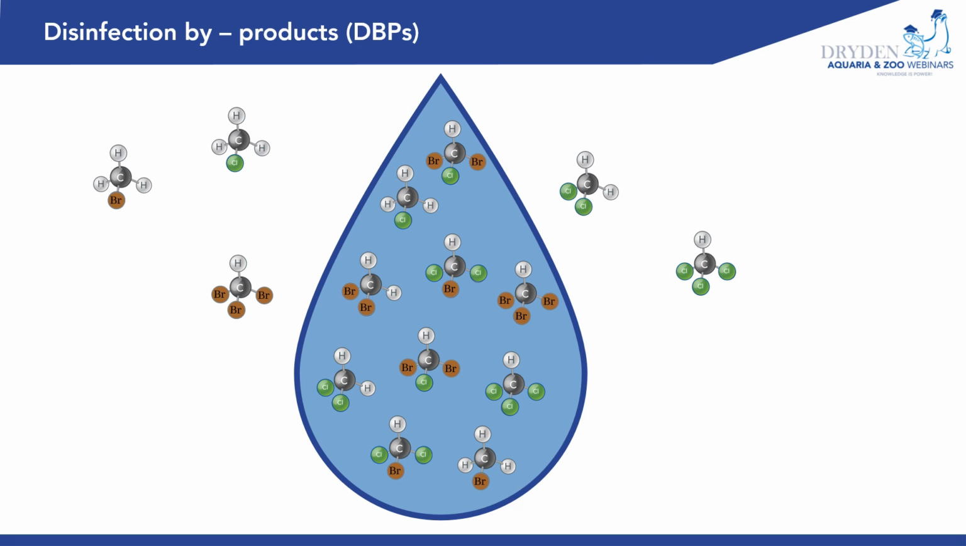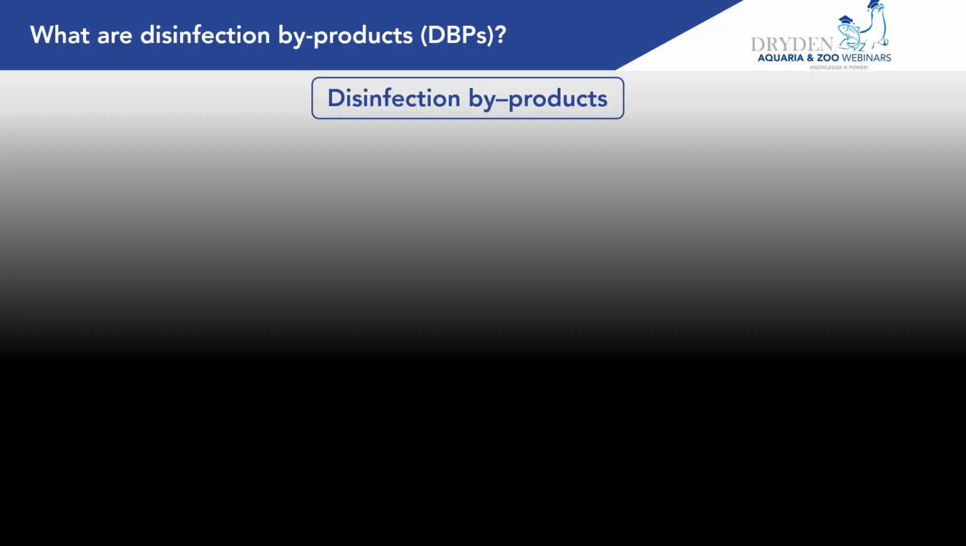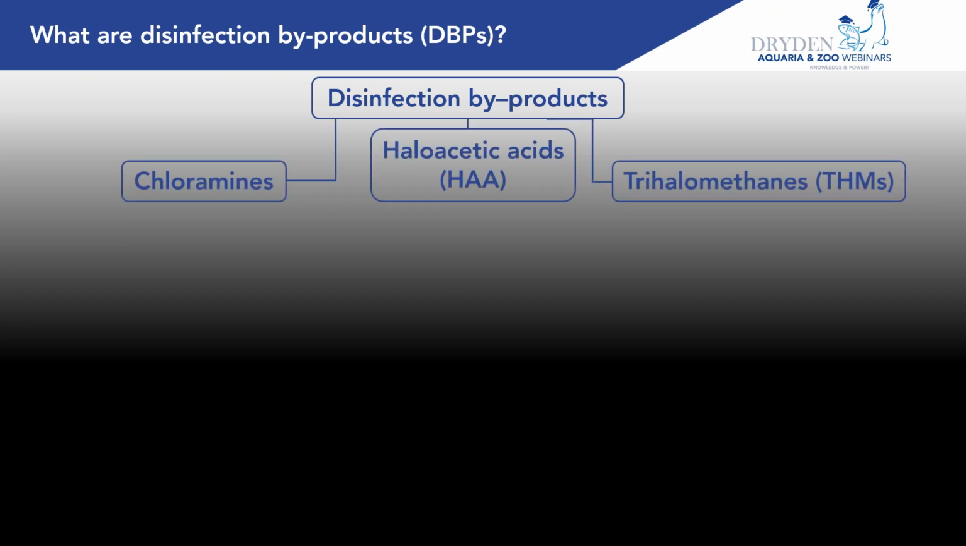We strongly believe in the principle, prevention is better than cure. So everything that is removed by filtration cannot form DBPs, and using less disinfection means fewer sources for DBP formation. So with that in mind, let's dive deeper into chlorination DBPs. DBPs can be divided into three main categories: chloramines, haloacetic acids, and trihalomethanes. For this session, we'll focus on two key groups: trichloramines and trihalomethanes, or THMs.